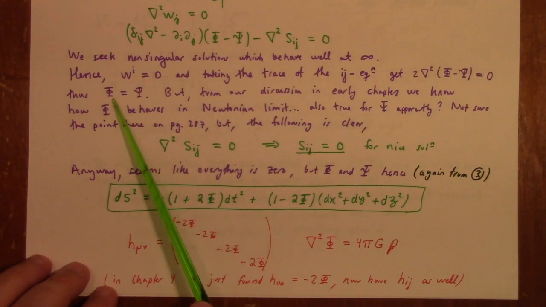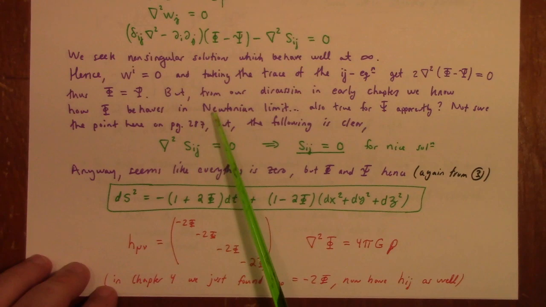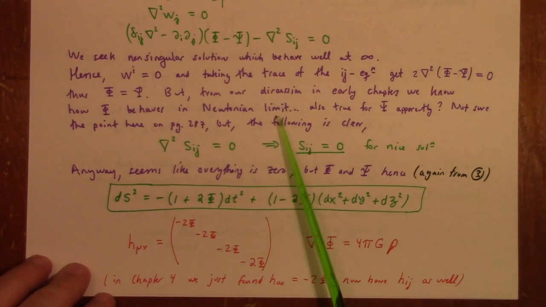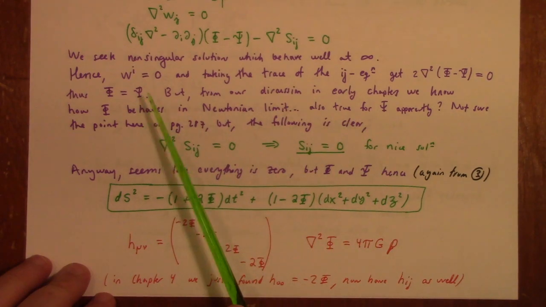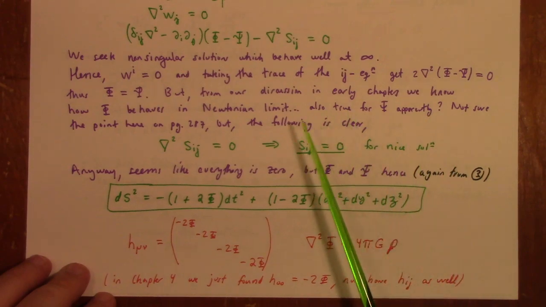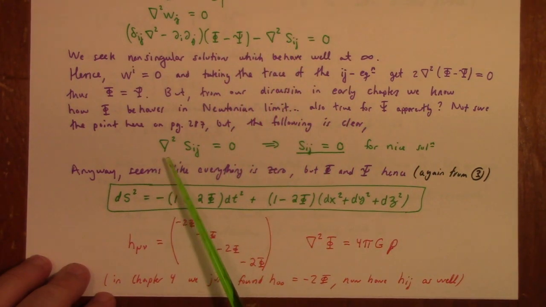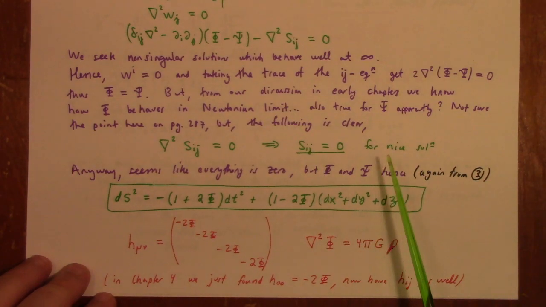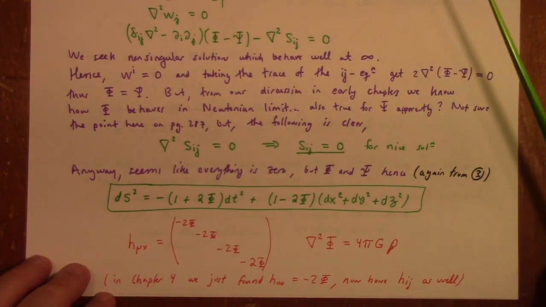So that implies that phi is equal to psi, but we know that phi behaves a certain way in the Newtonian limit, and apparently psi is the same as it. And then finally, since these are equal, that gives us nabla squared of the strain is equal to 0, which means that the strain should be equal to 0 for a nice solution.